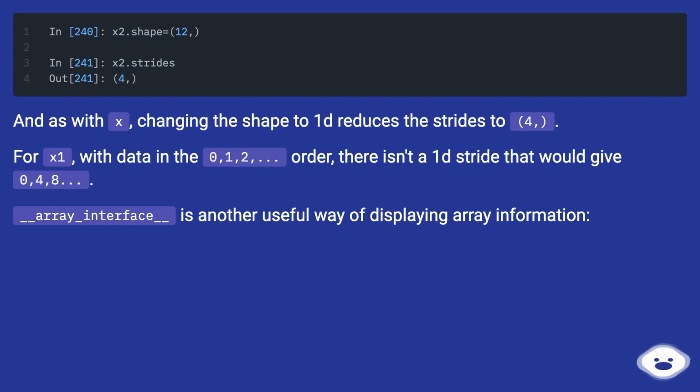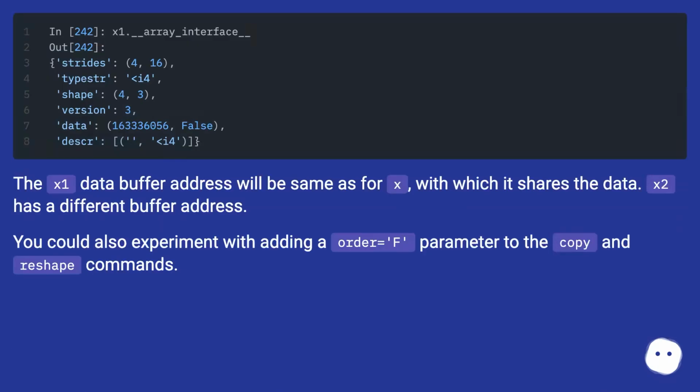__array_interface__ is another useful way of displaying array information. The x1 data buffer address will be the same as for x, with which it shares the data. x2 has a different buffer address. You could also experiment with adding an order='F' parameter to the copy and reshape commands.